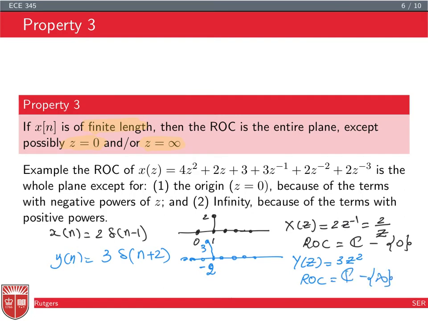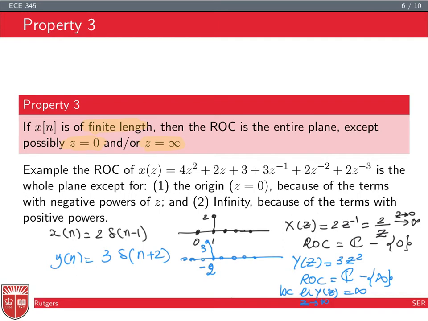So again, the reason is that the limit of Y(z) is equal to infinity when z goes to infinity. And in the first case, the reason is that this goes to infinity when z goes to 0. So when the signal is of finite length or has finite support, the only problematic cases are when X(z) goes to infinity at 0 or at infinity.